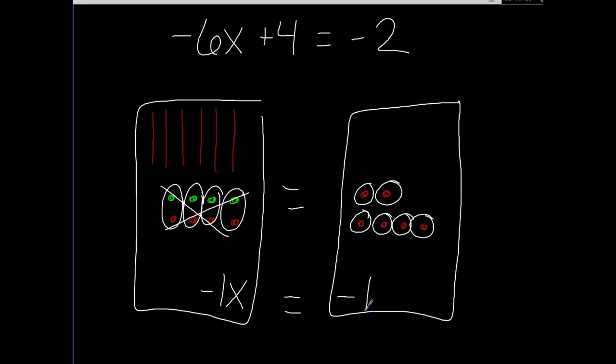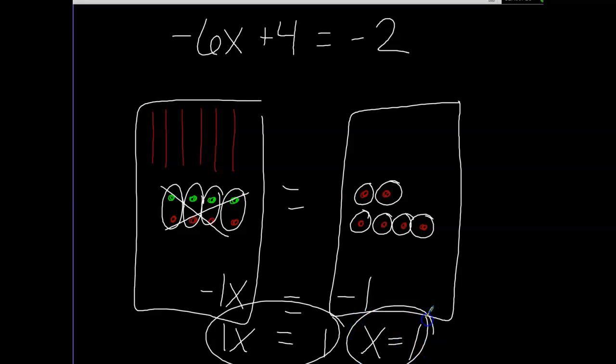I don't want what a negative x is worth. I want to know what a positive x is worth. So if I change this to the opposite, the opposite of a negative 1x would be a positive 1x. I also have to make the other side the opposite. So the opposite of negative 1 is positive 1. So negative 1x equals negative 1, or positive 1x equals positive 1, and our final answer would be x equals 1.